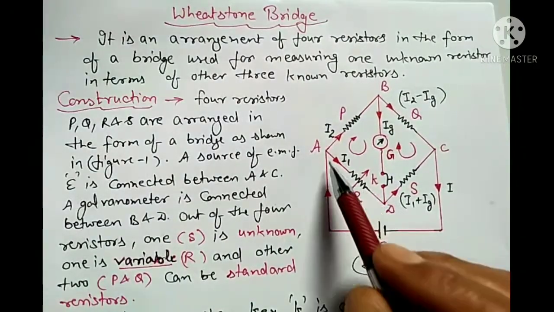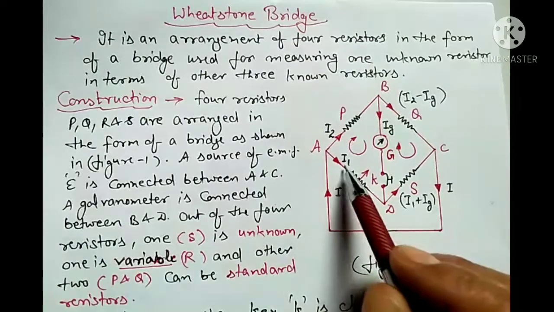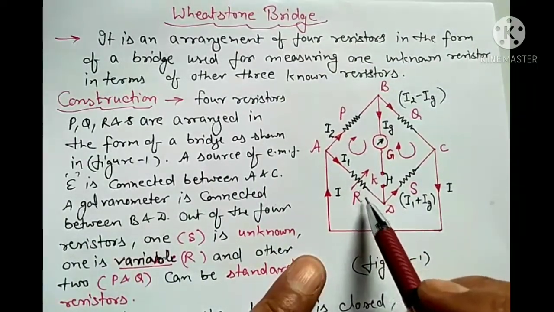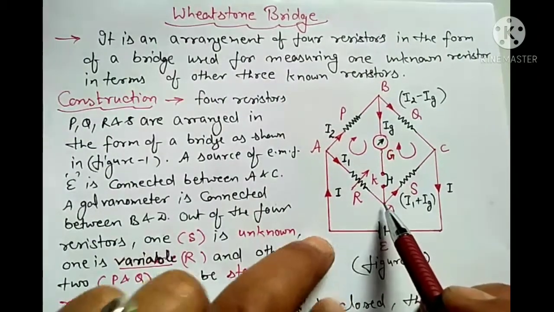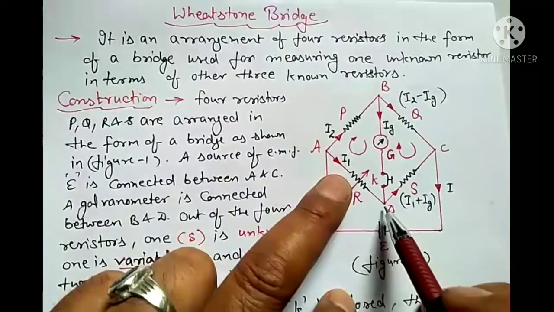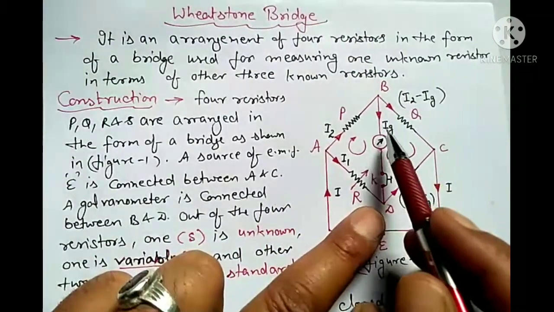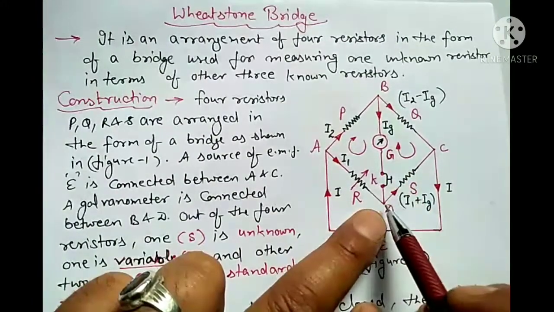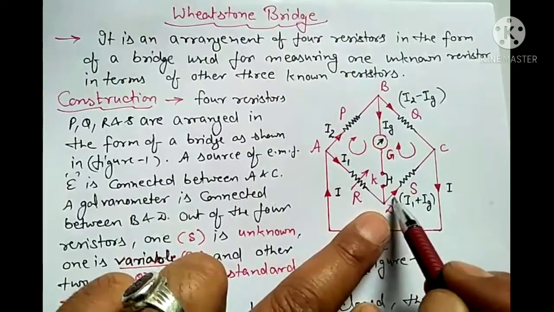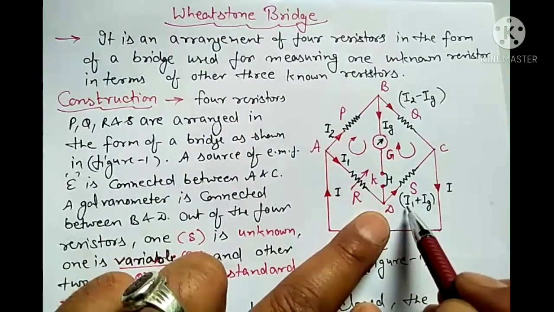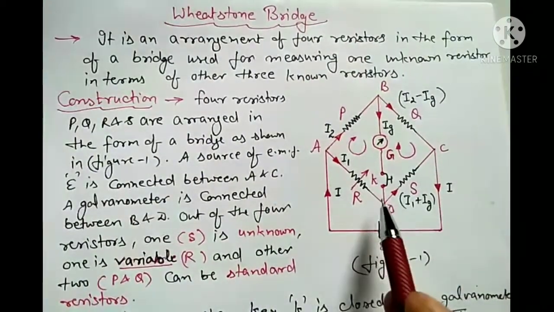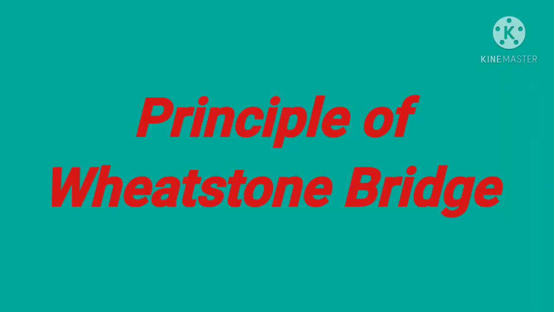Now from point A, I1 current passes through this variable resistor R. At point D, the current I1 flows through this arm, and the Ig current comes from this arm. Then the currents are added. So through resistor S, I1 plus Ig current flows. So this is the arrangement of a Wheatstone bridge.